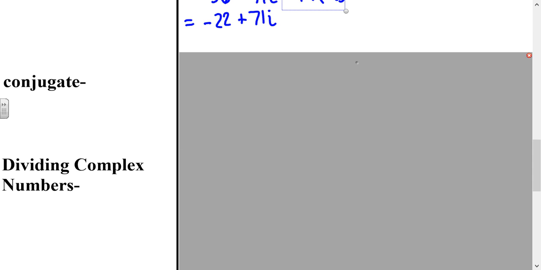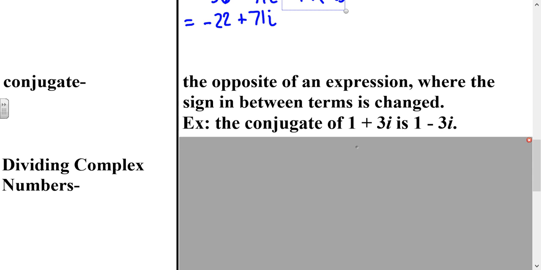Now, something that we haven't talked about yet is the conjugate of a number. The conjugate is like the opposite of an expression, so you change the sign in the middle. And that helps the imaginary parts of the number cancel out when we are double distributing. So the conjugate of 1 plus 3i would be 1 minus 3i. So all we're doing is changing that in the center, and that's important for the next part that we're going to talk about.